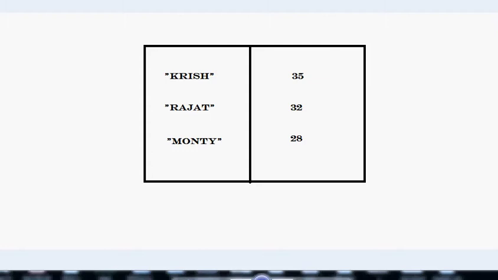Or in general, there is a value of 35 with the key Krish, the string, and the value that's associated with the key Rajat, the string, is 32. These are sometimes called key value pairs because we have a bunch of keys and a value associated with each of the keys. And you can use a dictionary to store this kind of information. Let's see how we can do that in Python code.